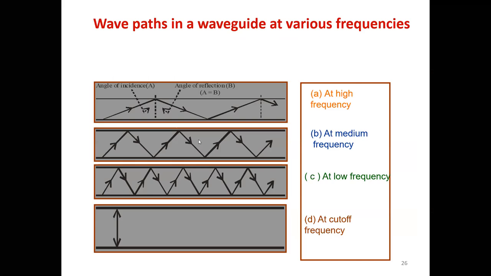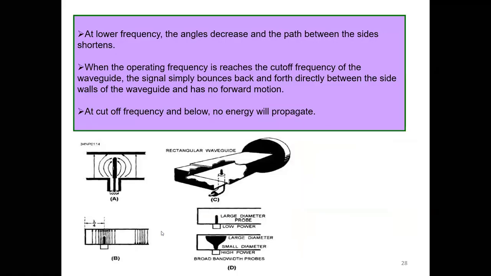At higher frequency, the angle of incidence and angle of reflection are both large. But at medium frequency, it reduces. At low frequency, it reduces further. And if we apply the cutoff frequency, no energy will pass. At lower frequency, the angles decrease and the path between the sides shortens.